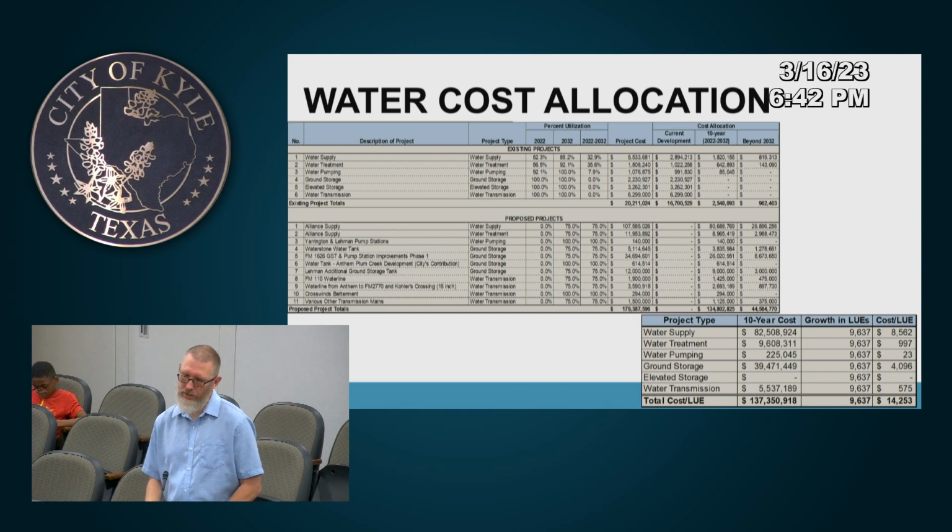Most of that $135 million is tied to the Alliance water supply project, and really just the future debt service associated with that project. So we contacted them and worked with them to get their estimated payments by the city over the next 10 years. And that's how we came up with that cost. We did split that cost.